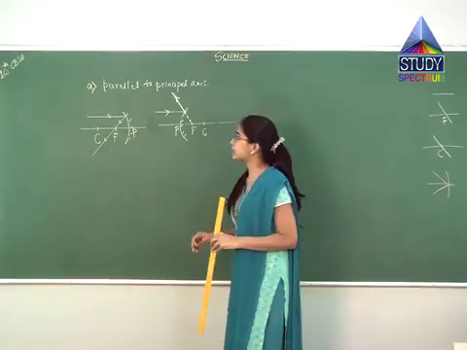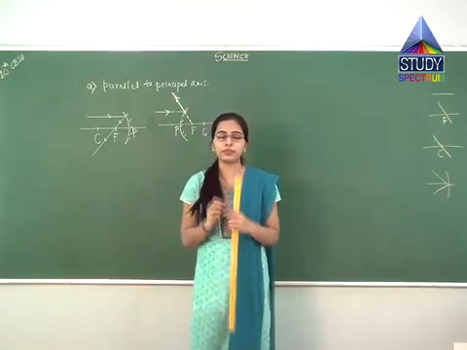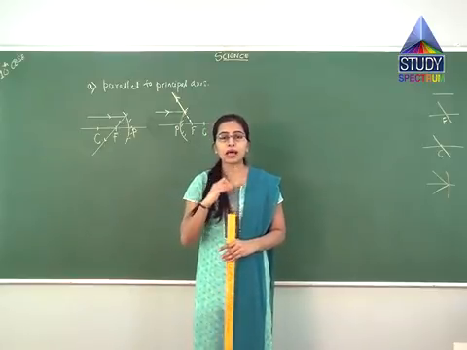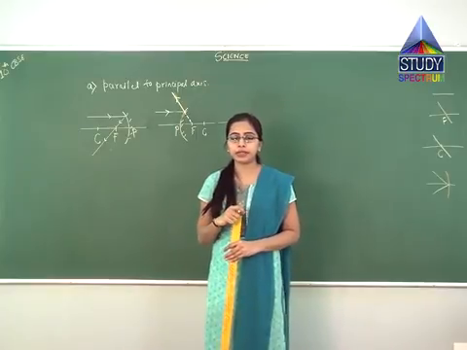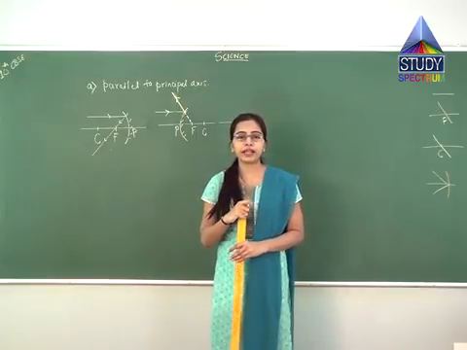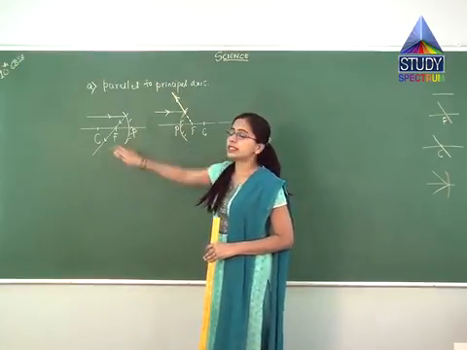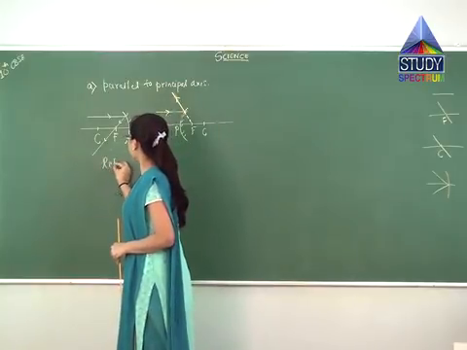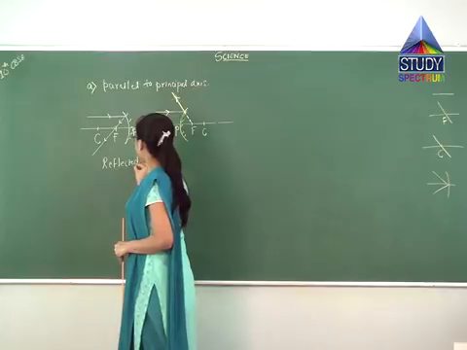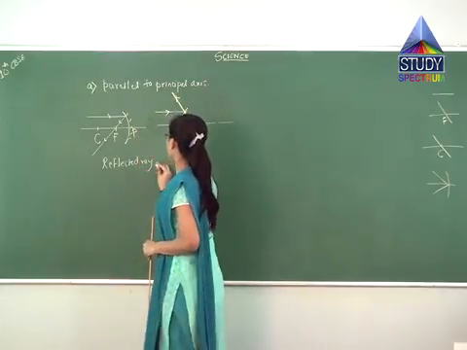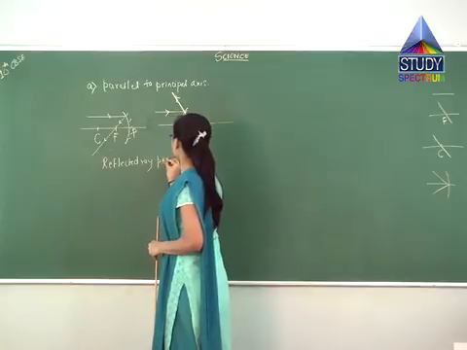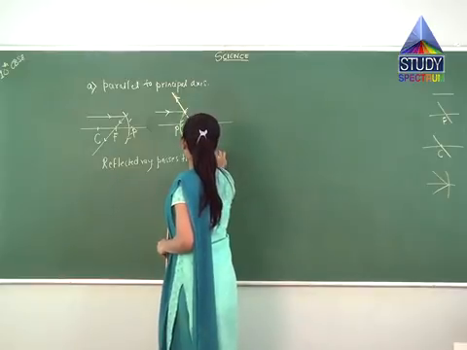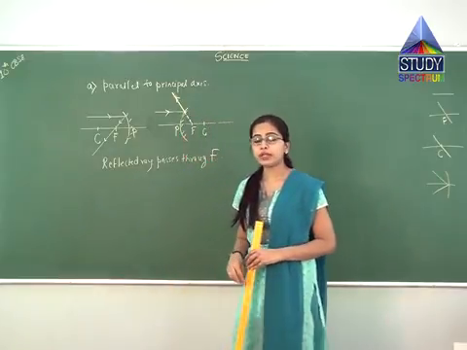So here you can see, attention: if the incident ray is parallel to the principal axis of the spherical mirror, then it gets reflected through the principal focus of the mirror. So here I will write: reflected ray passes through F, that is the principal focus.